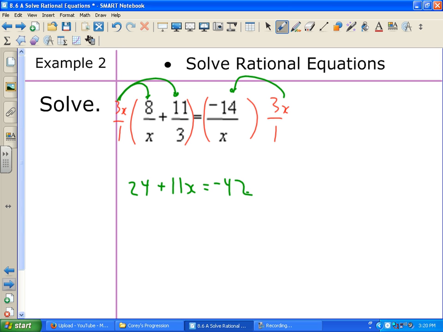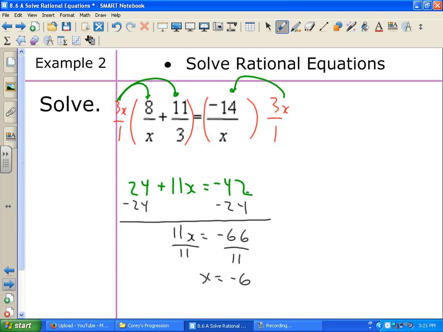So multiply both sides by the common denominator. It's 3x. Distribute and simplify. We've done that. Next step, solve. Solving for x, one step, minus 24 from both sides. That gives me 11x equals negative 66. Divide both sides by 11, and x equals negative 6. Done. Check your solution into the original problem.